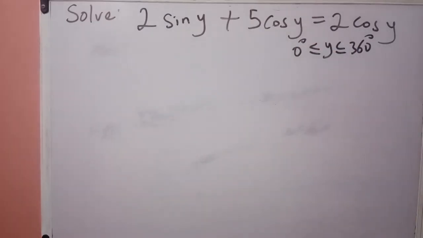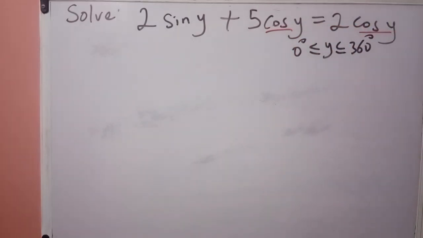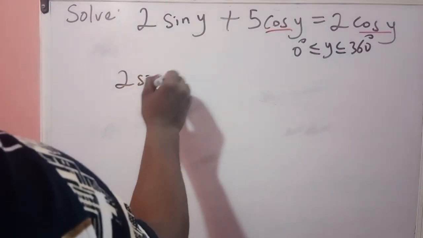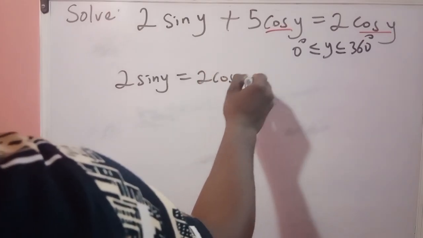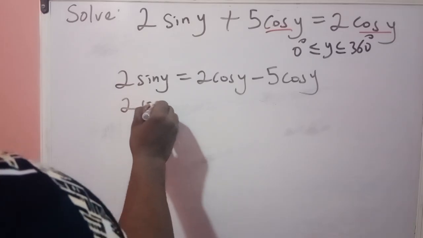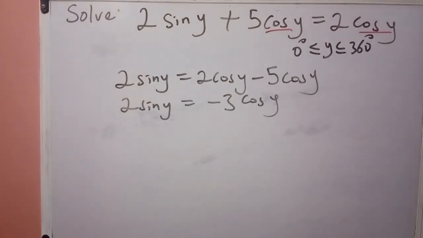Of course, if you look carefully, you would see that this is cos y here, and this is cos y here. So you can bring both of them to the same side. So you can have 2 sine y equals 2 cos y minus 5 cos y. This will be 2 sine y equals minus 3 cos y. So what do you do next?